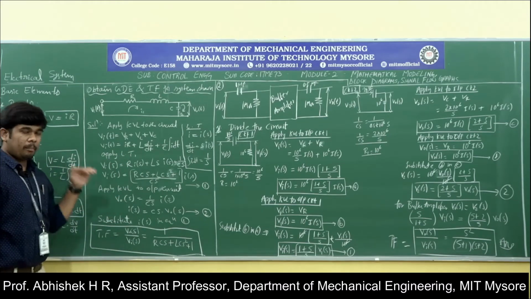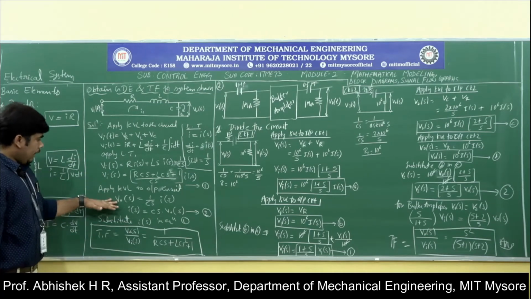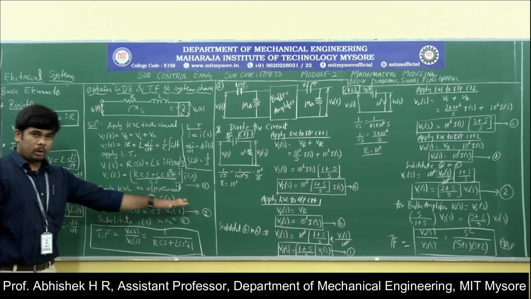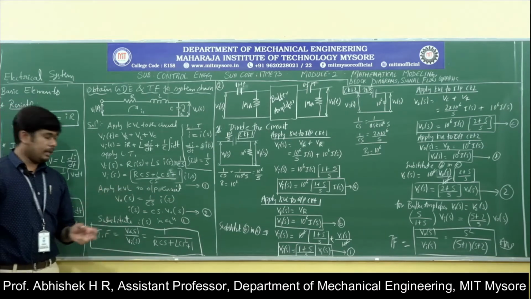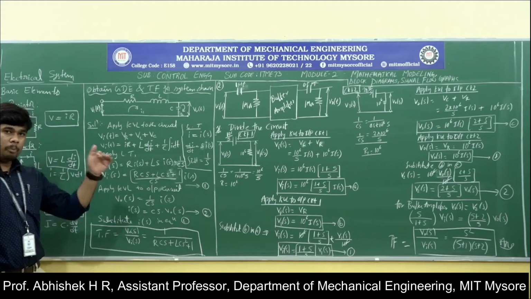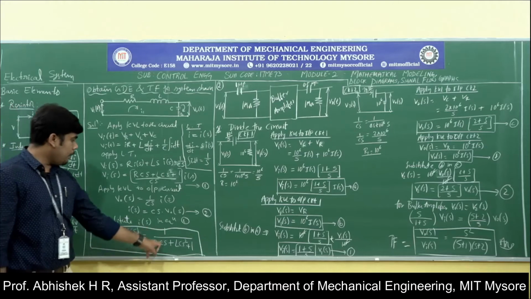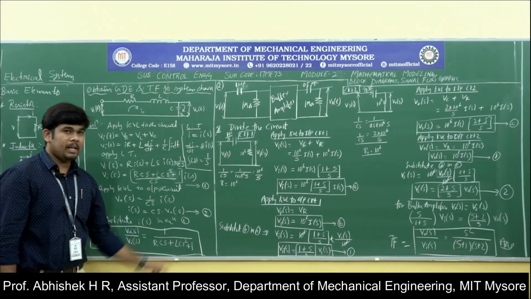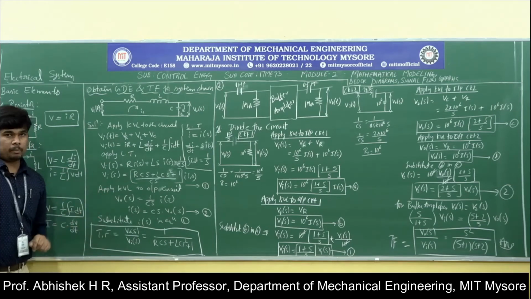In the second step I have applied the Laplace transformation function. Then I have again applied the Kirchhoff voltage law to the output circuit. Then I have just modified the expressions in terms of output by input. So, thereby I got transfer function as 1 by RCS plus LCS square plus 1. So, this is our first problem.